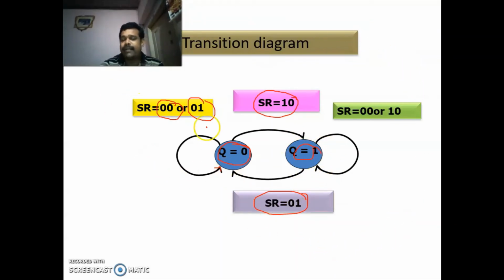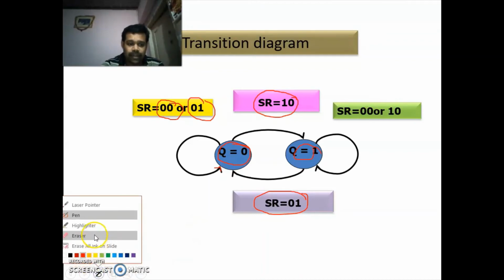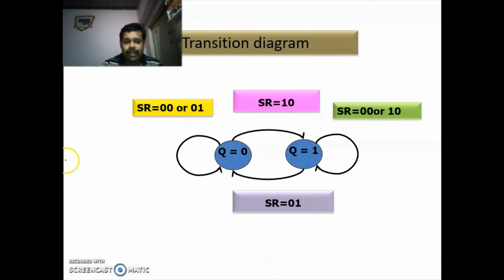This transition diagram is nothing but by using the truth table, we can draw the transition diagram. Very simple. First 0 0, this present state and the next state.